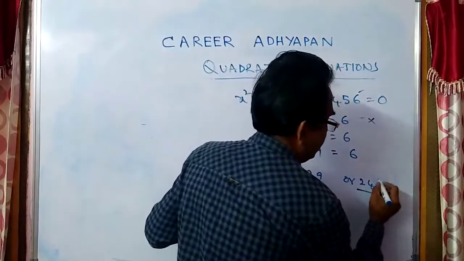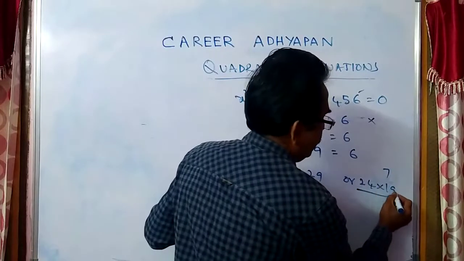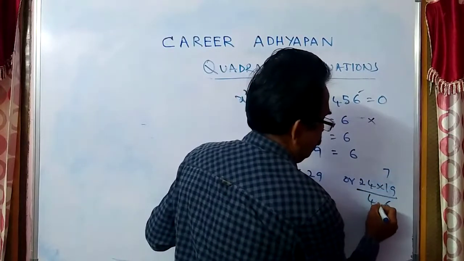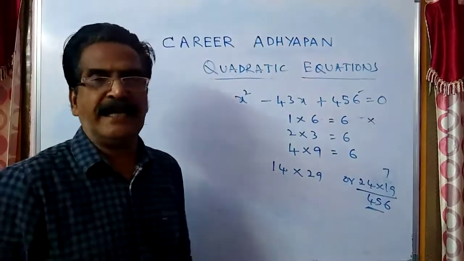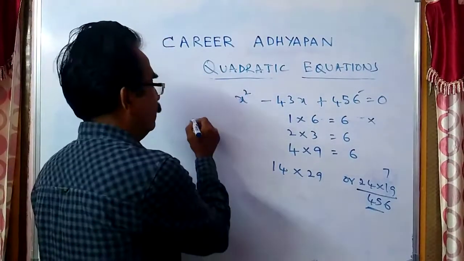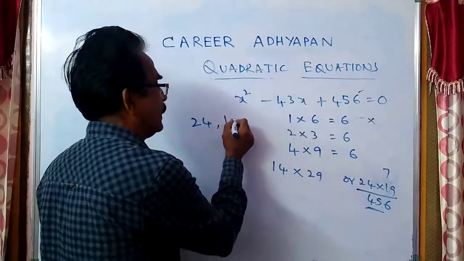24 into 19. 19 4s are 76. 19 2s are 38, plus 7, 45. So the roots are 24 and 19.